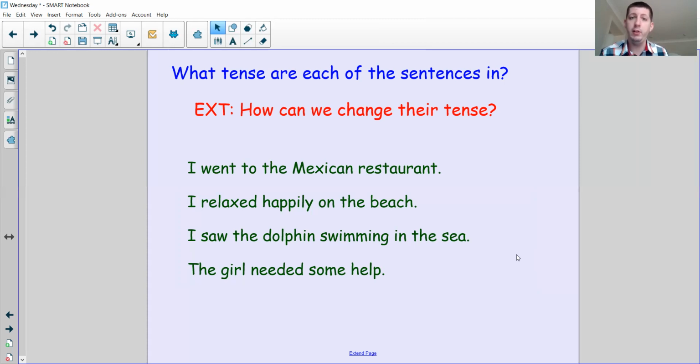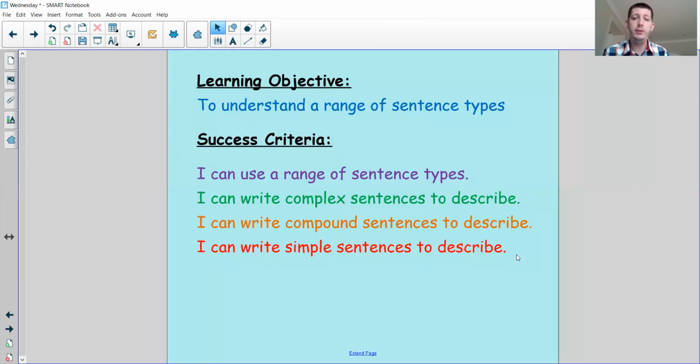So remember that because that's going to help you when we're going to be doing some letter writing and some diary writing over the next couple of weeks. Now, today, we're going to see if we can understand a range of sentence types.